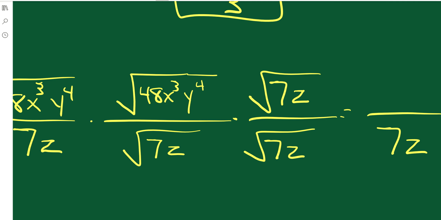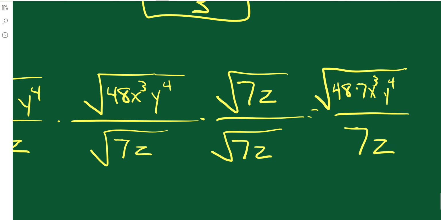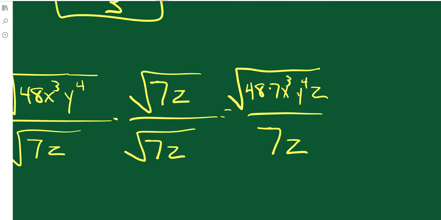Okay, my numerator here is going to be, well, I'm not going to multiply it out, but I'm going to end up having the square root of 48 times 7, not multiplying that together, x to the 3, and y to the fourth, z, just z. Okay, here's where I'm at. Now I want to figure out what the square root of my numerators are.